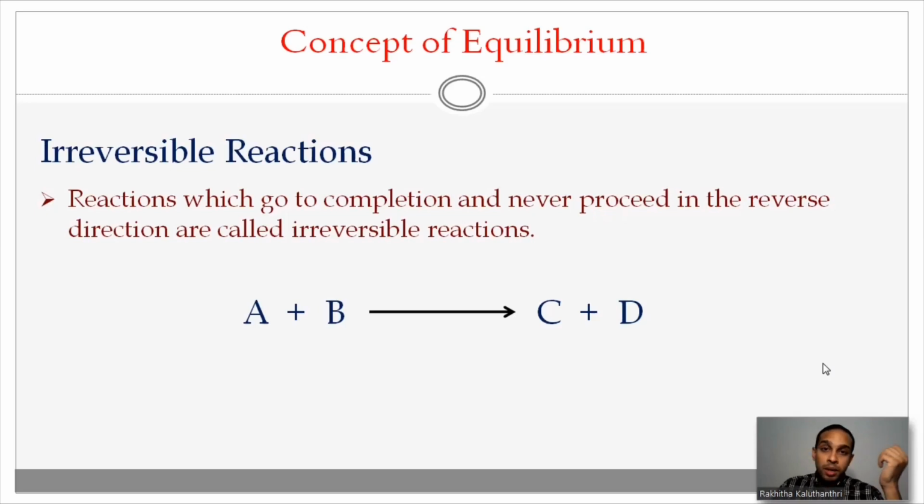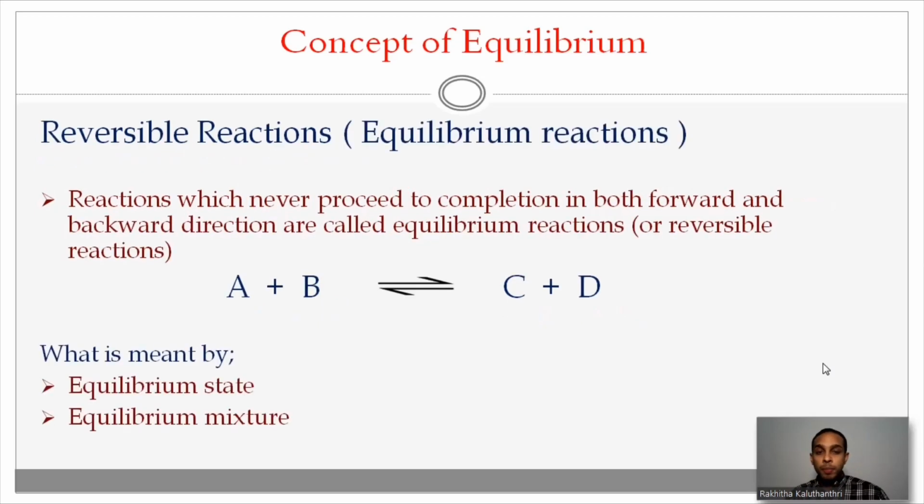For instance, if you burn a piece of paper, it will completely burn out, and at the same time you will have smoke and ash as products. You can't take smoke and ash and put them together to form a paper again, right? So that is an irreversible reaction. That means it cannot go backwards.